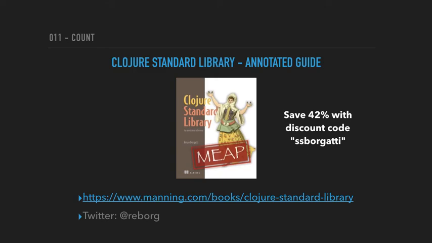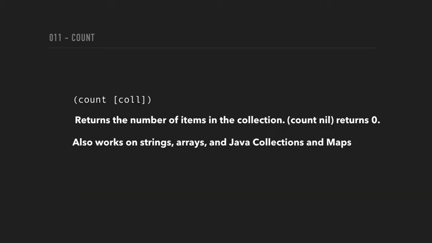So count, let's have a look at the Clojure doc. It's got one argument, a collection, usually a Clojure collection, and it simply returns the number of items in the collection. And it's got a few corner cases, a few things you might be interested in. One of them is count nil returns 0 as a default. There are others that we're going to see now. And it also works on strings, arrays, and Java collections and maps.